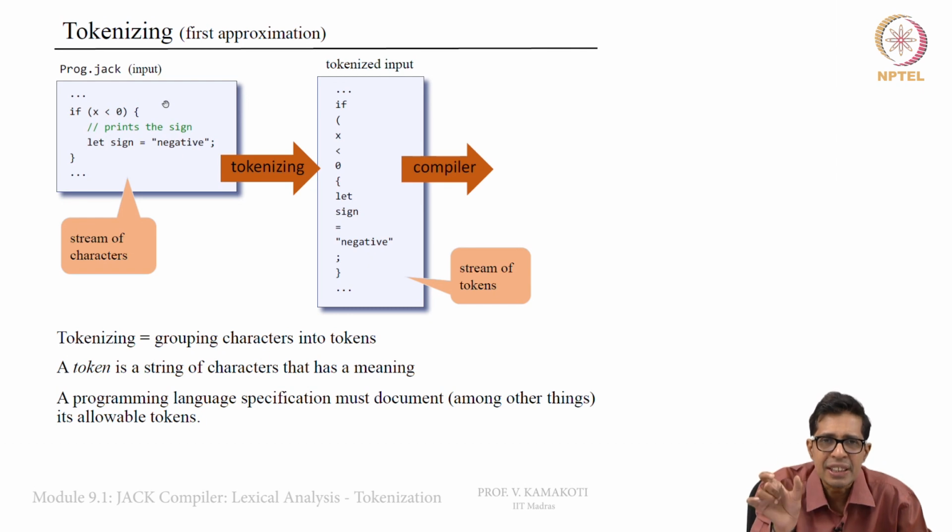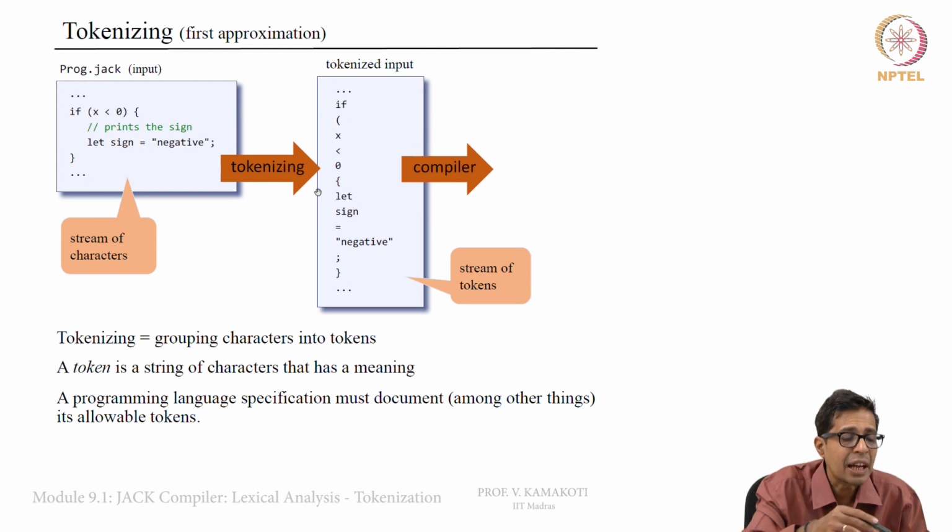Say, if is a separate lexical element; it's a keyword. The left parenthesis is a separate element. X is an identifier; it's an element of your language. Less than sign is an element of your language. 0 is again a constant, an element of your language. And then we have the close parenthesis, which I missed earlier. Then after the 0, I'm talking about the right hand side and moving the mouse there, the brace is one element.